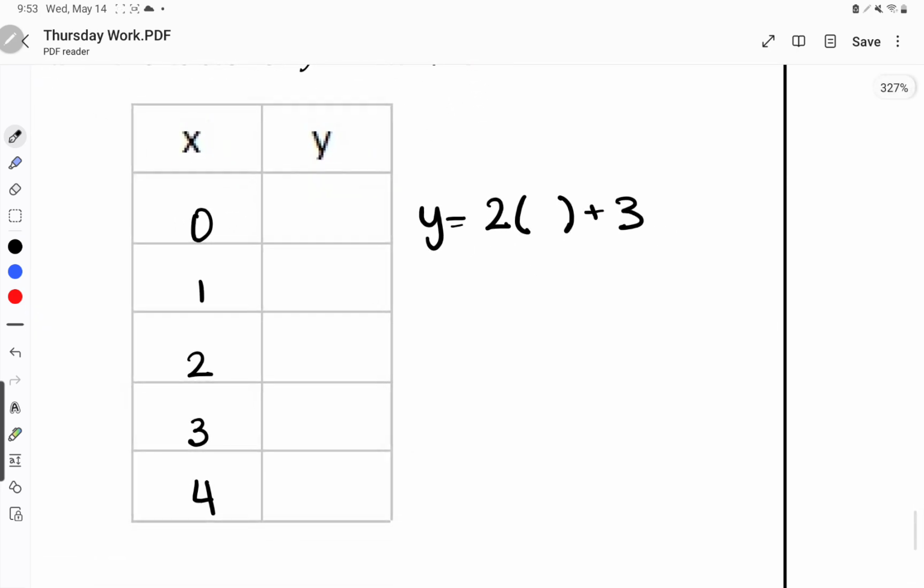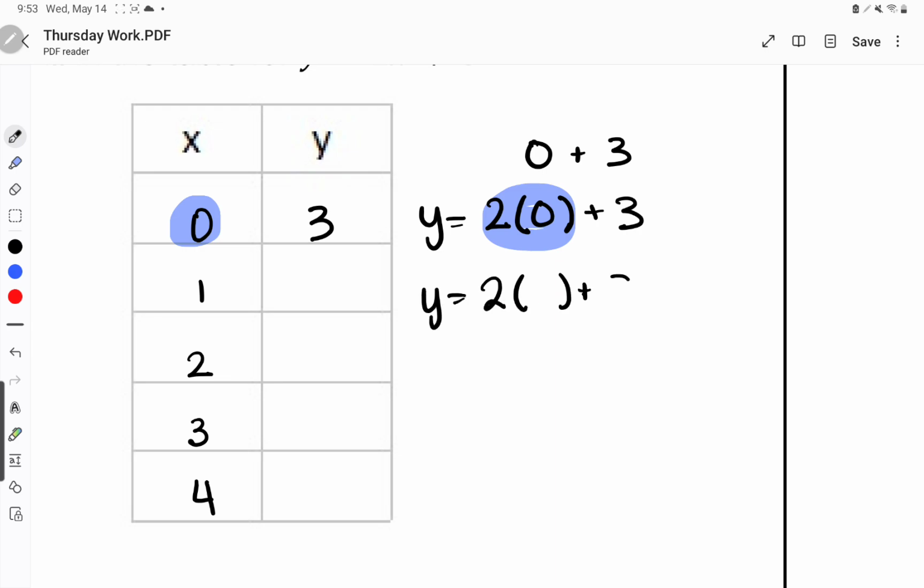Well, right here in this first row, what's my x value? My x value is 0. So I start with 2 times 0, and what's 2 times 0? 2 times 0 is 0, plus the 3 that's still there. And then what's 0 plus 3? 3. All right, for the next one, I have y equals 2 times whatever my x is, plus 3. Well, in this situation, what is my x? My x is 1. So in that little blank right there, I'm going to put 1.